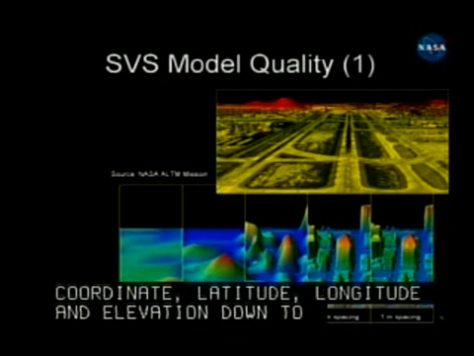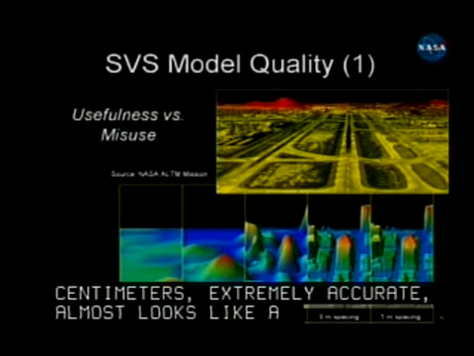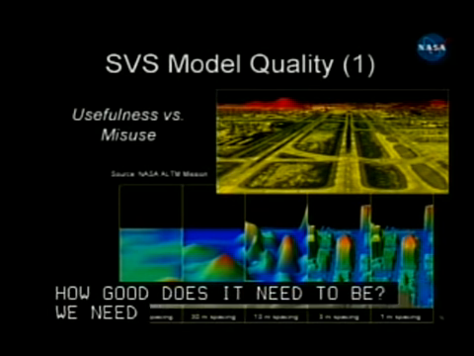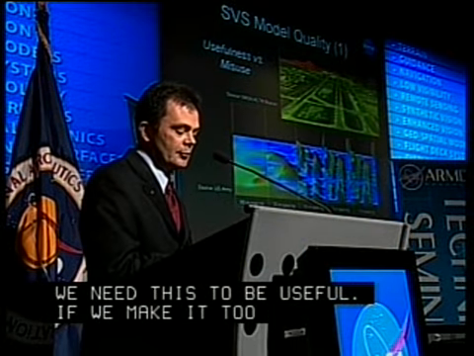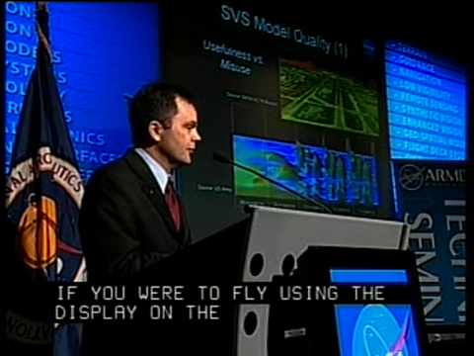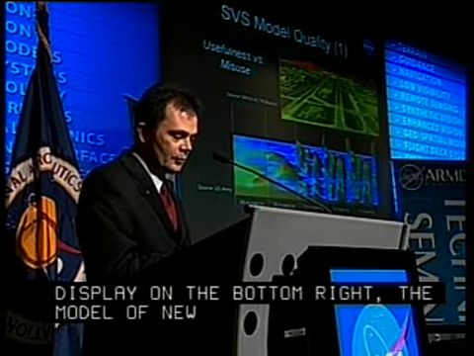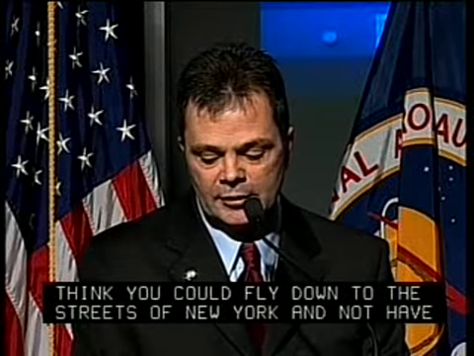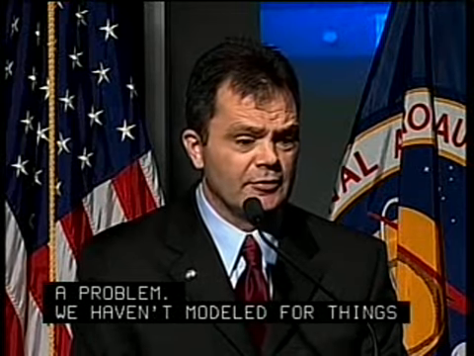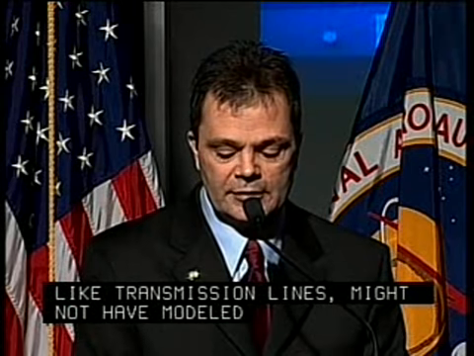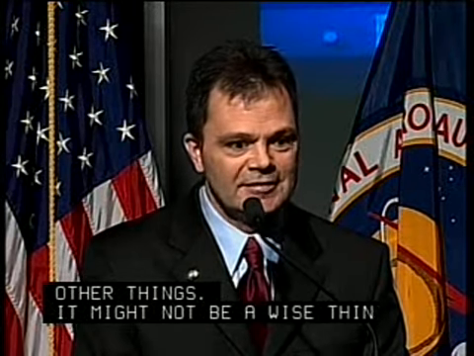The question that we come to is, if you can go to the next transition, how good does it need to be? We need this to be useful, but if we make it too compelling, if you will, it can be misused. For example, if you were to fly using the display there on the bottom right, the model, if you will, of New York, you might think you could fly down the streets of New York and not have a problem. Whereas we haven't modeled for things like transmission lines, right? We may not have modeled guy wires and other things. So it might not be a wise thing to do. So there's kind of a trade-off we have to do with respect to how good does it have to be. Next chart.